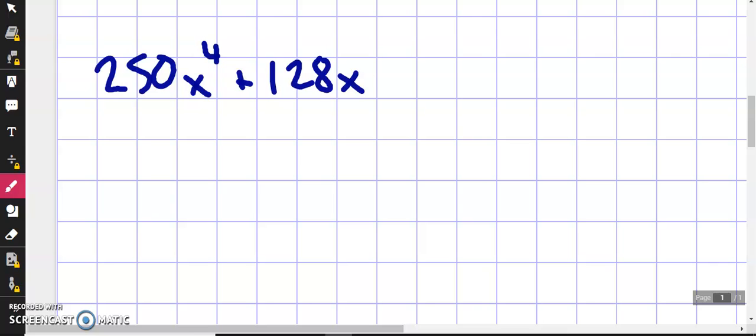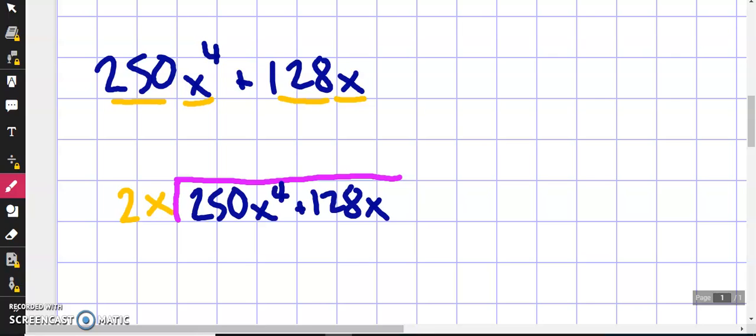So for our final example, what I'm going to do is look for a greatest common factor, or GCF, first. And my clue that I need to do this is that I see a matching x in both terms. So I'm going to go ahead and factor the x to the front. I also notice that 250 and 128 can both be divided by 2. So to make this factoring easier, I'm going to look for that GCF first to make my numbers a little bit smaller.